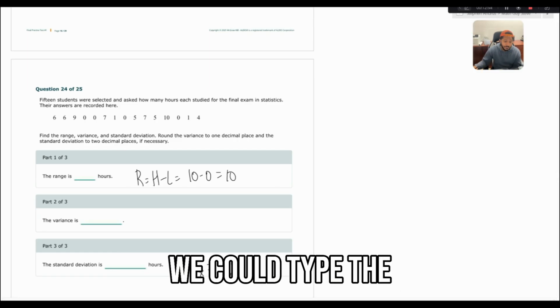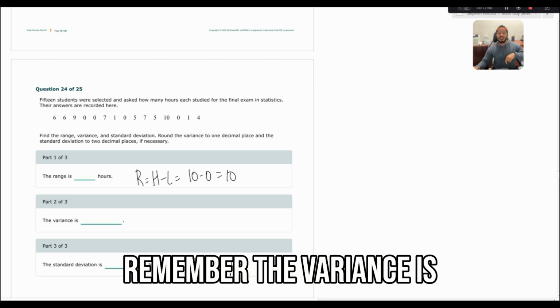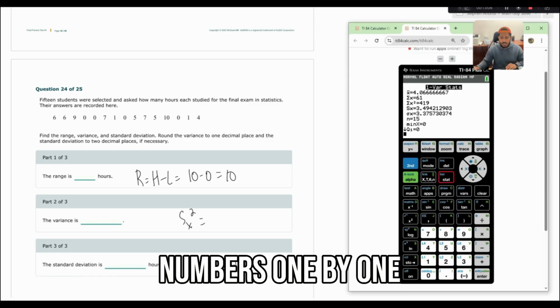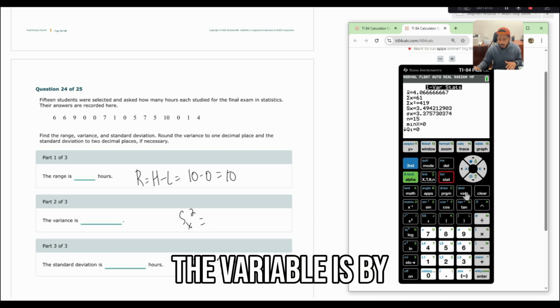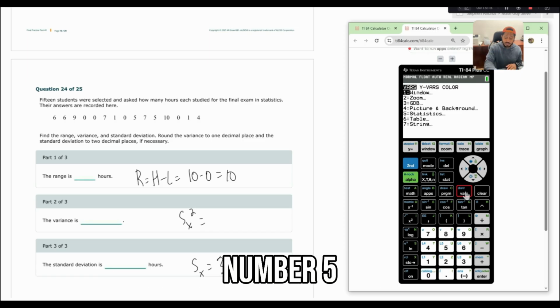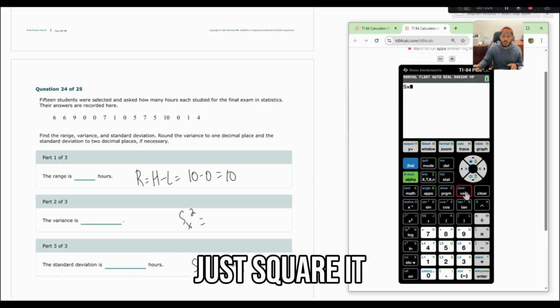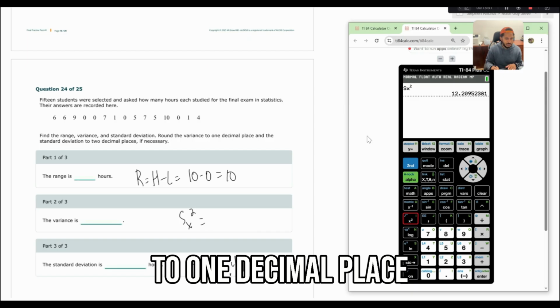Then to find the variance, we could type those numbers in and just square it. Remember, the variance is S sub x squared, okay? Or instead of typing those numbers one by one, we can actually find that variable and square it. How we find the variable is by pressing vars here. And then this is a statistical variable, right? So we're going to go to statistics, number 5. And then there's the variable right there, number 3, the S sub x. So we're going to press enter on that S sub x and then just square it, right? There's a squared button here. Press enter and now we get our variance. So it says round to 1 decimal place, so 12.2.